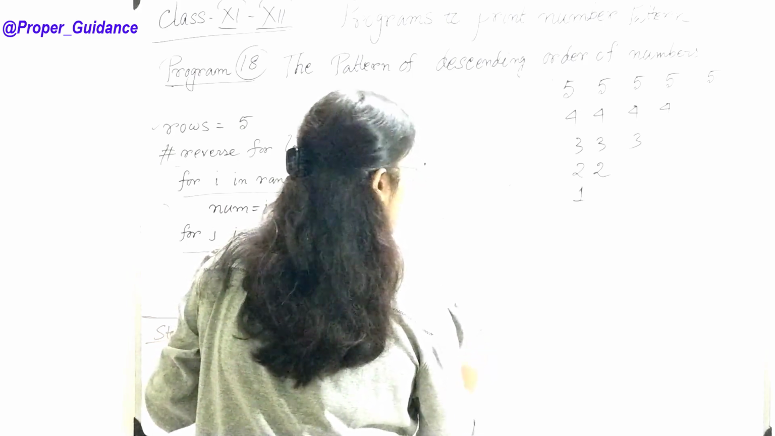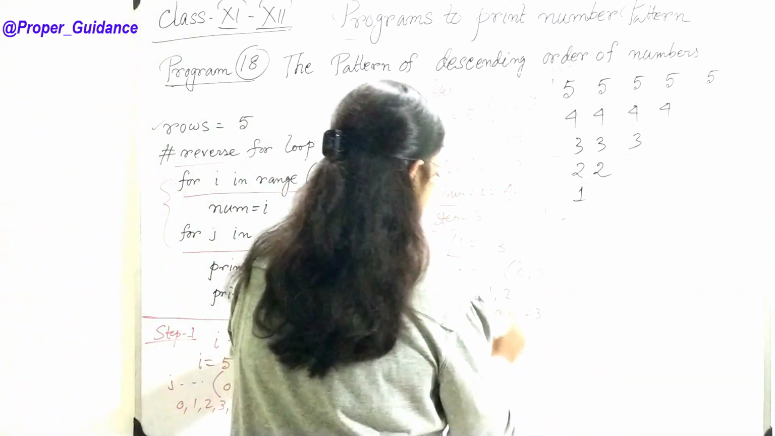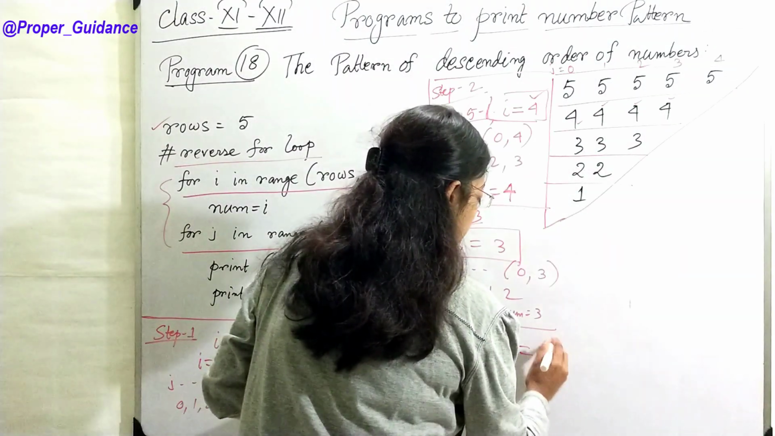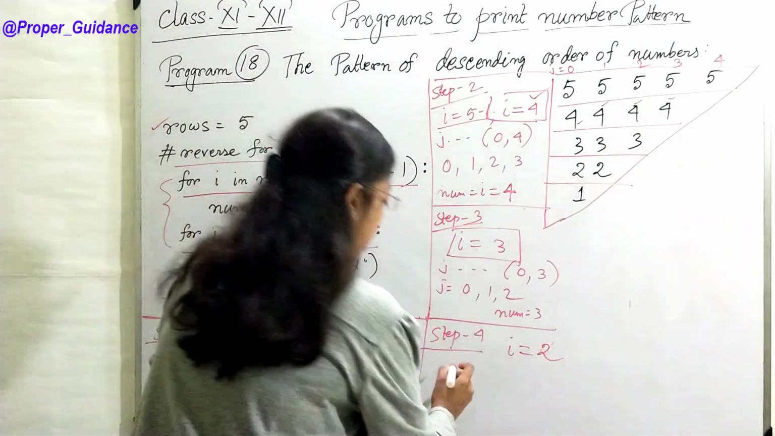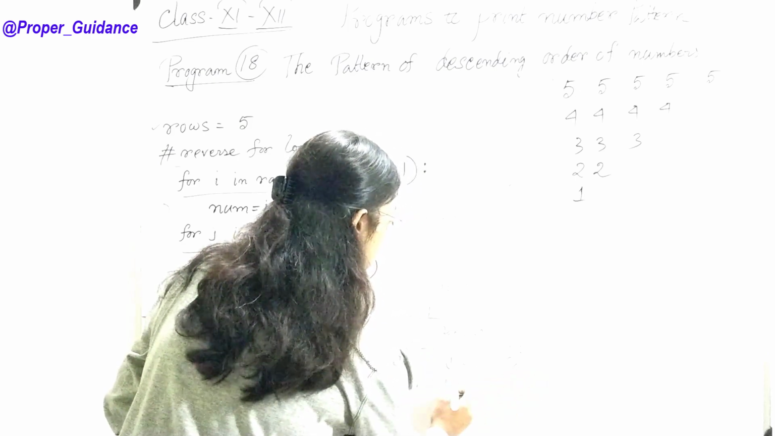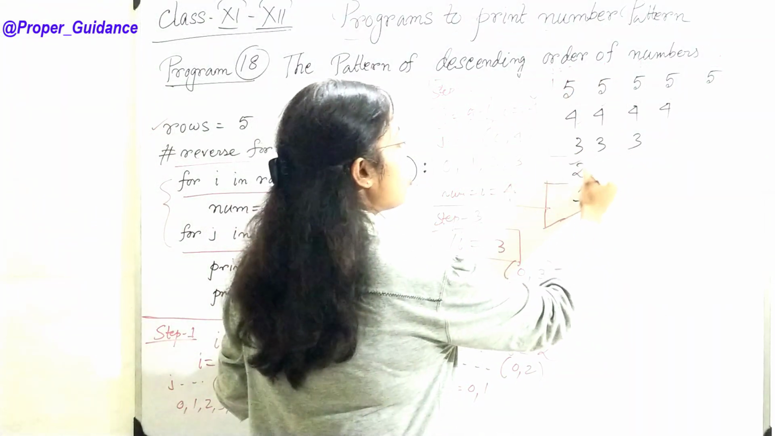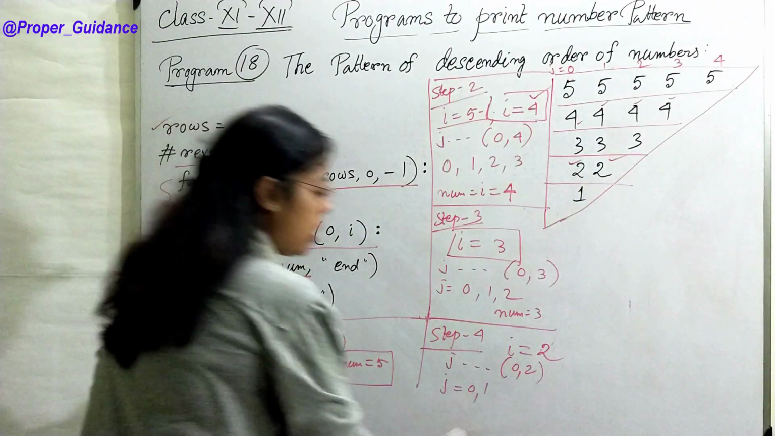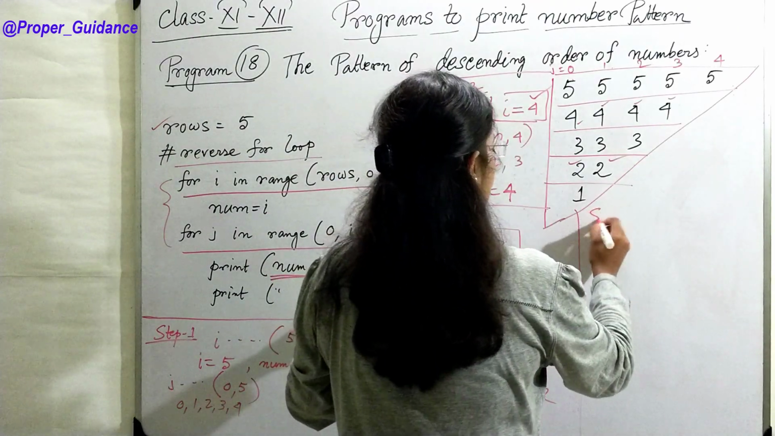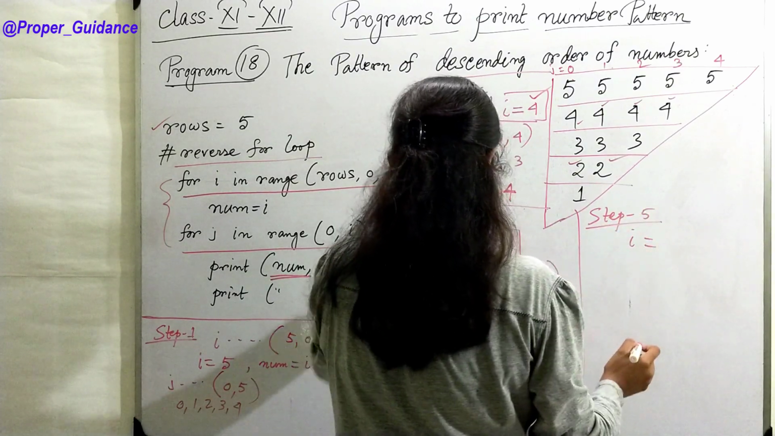Step number 4, it will print this one because i equals 2 here. This is decreased by 1, and j will be ranging from 0 to 2. That is, the values will be taken as 0 and 1. For 0 and 1, we will get 2 values, and num equals 2. This is printed.